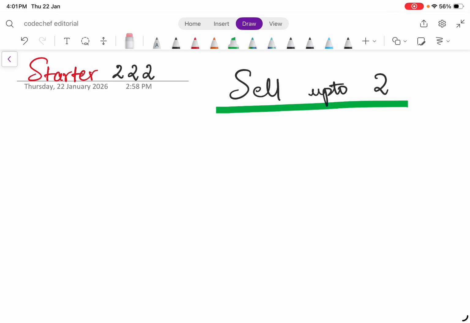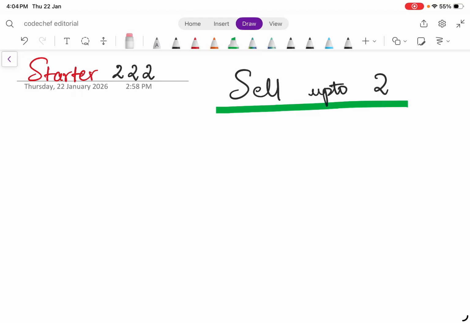Hi guys, now we are going to discuss a problem, Sell Up To 2, given in the CodeChef Starters 222 contest. The problem states that we will be given an array which represents the selling prices of n watches, and on each day we will be provided a watch for free, and it's our choice to sell a watch on the current day or someday in the future. The only rule while selling is that we can sell at most 2 watches on a single day.